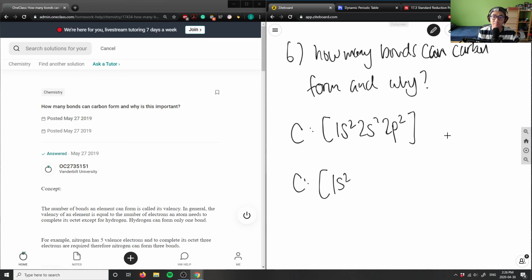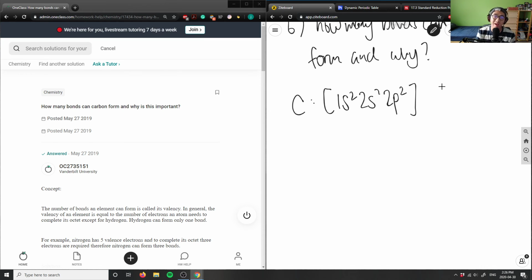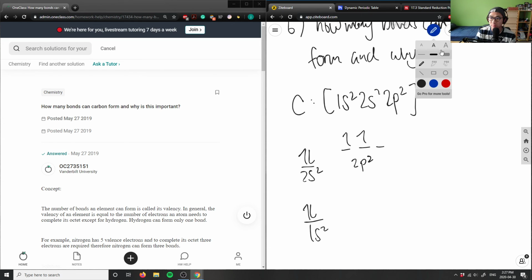If I were to draw out the energy level diagram here, I have 1s2, which is filled, and then I have 2s2, and then I have 2p2. Initially I had something like this, which means that I can't actually form my bonds. So it's going to hybridize. Let me draw this out for you.